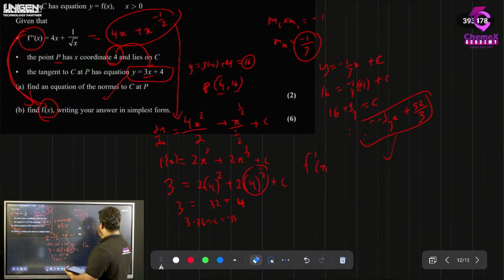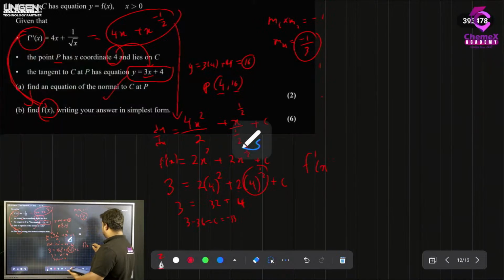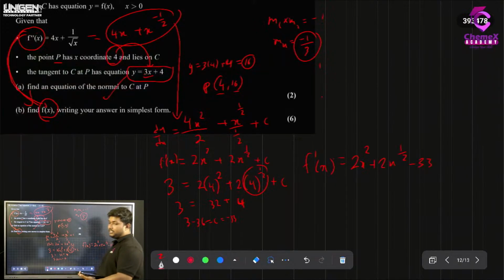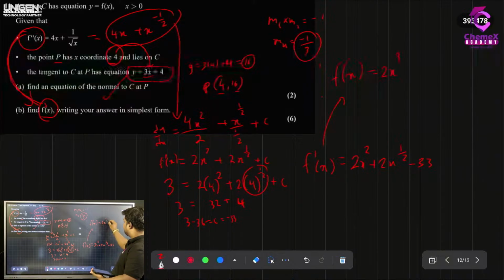Do you understand what I did? Yes, understood, sir. f dash x is equal to 2x squared plus 2x to the half minus 33. Still, it's not done. You need to find f(x). To get f(x), what you do is again integrate. Divide by 3 plus 2x to the 3 over 2. I just added 1 to here. Divide by 3 over 2 minus 33x plus c.